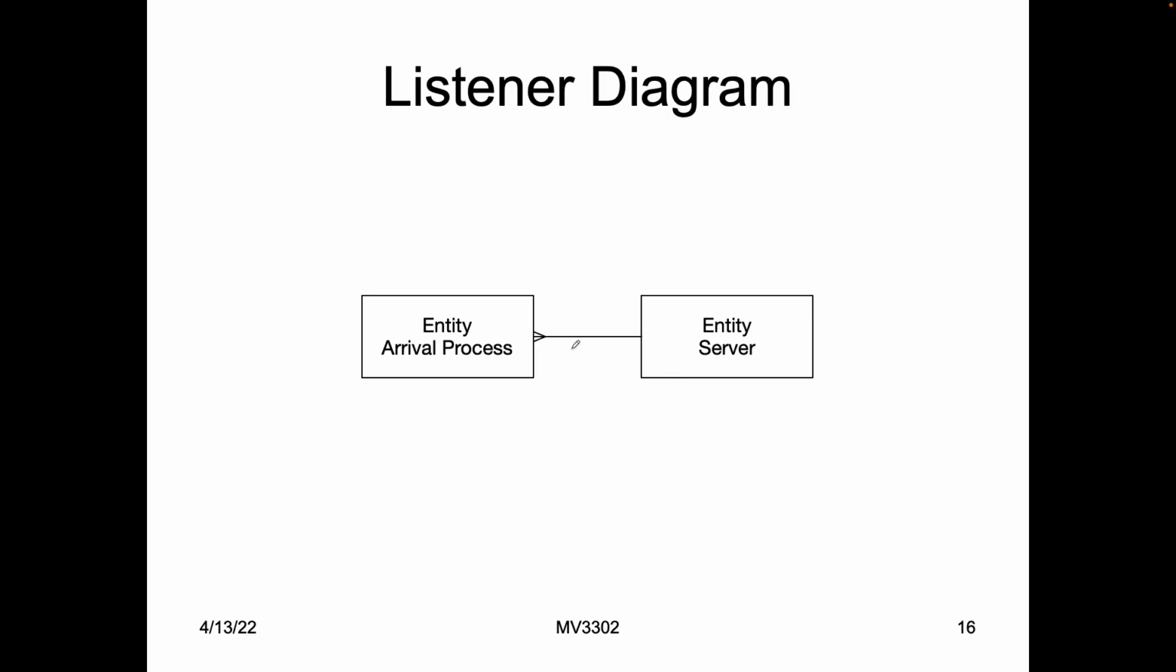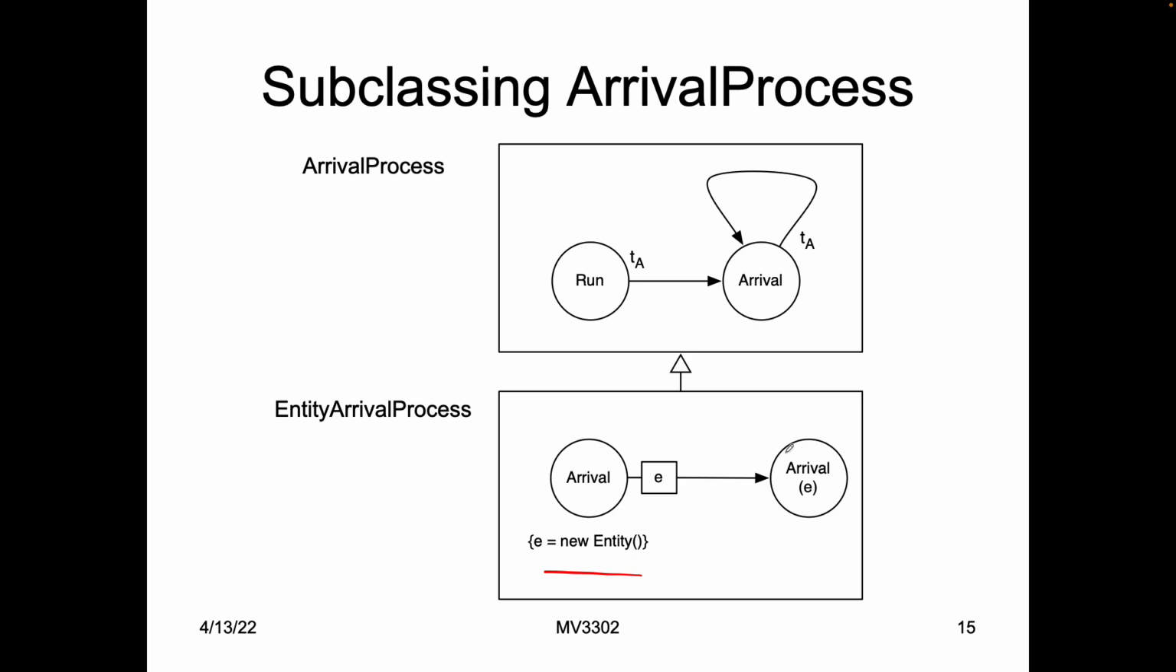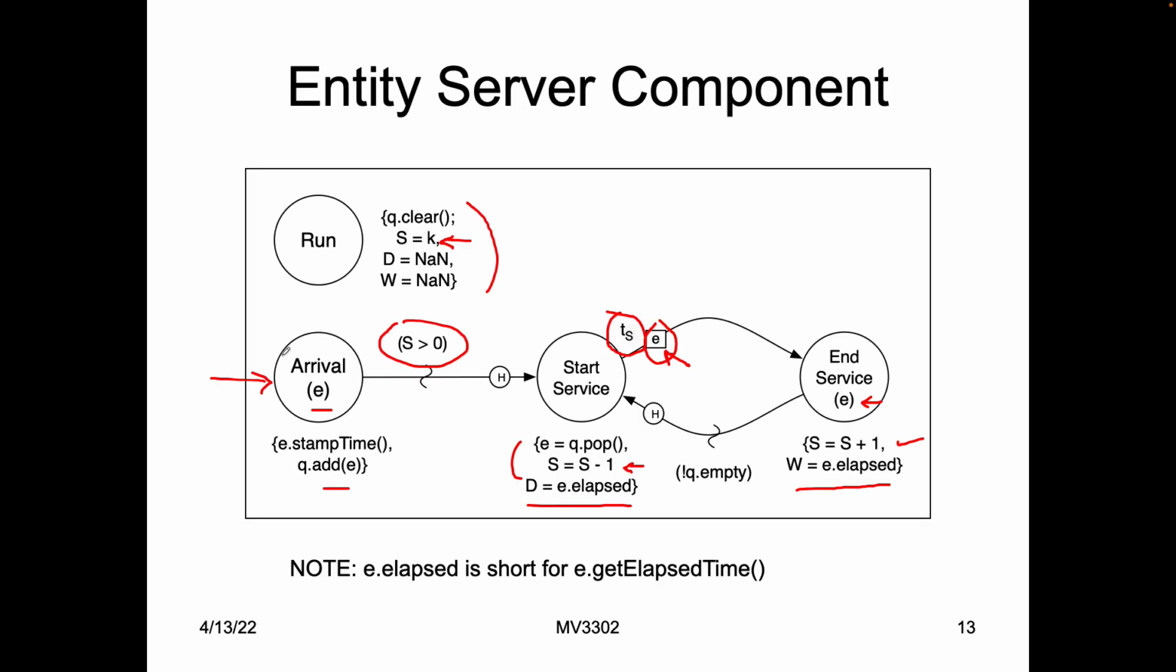And so this way, our entity arrival process can drive our entity server by having the entity server listen to the entity arrival process. So how does that work? This will produce a stream of arrival events that have an entity as its argument. The entity server component has an arrival event with an entity as its argument. It will hear that and resonate with it.